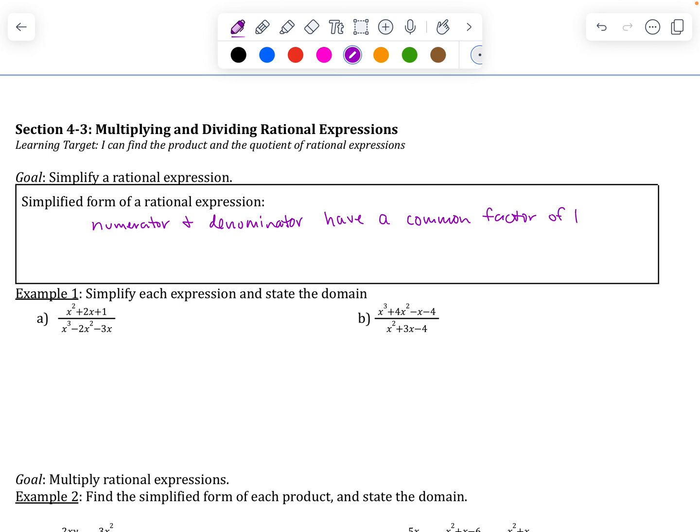Okay, so when you're talking about a common factor of 1, what that realistically means is you have to factor both the numerator and denominator and cancel anything out that's possible. So that's going to be the key. Factoring is the key here. In order to simplify a rational expression, in order to multiply, divide, add, subtract, all of that stuff, you have to know how to factor.